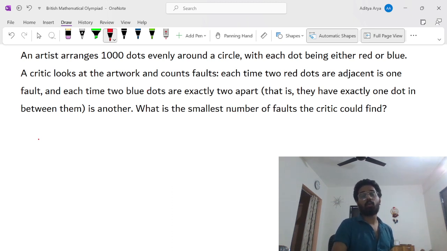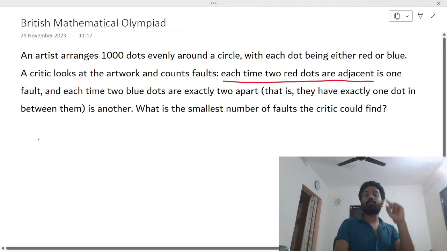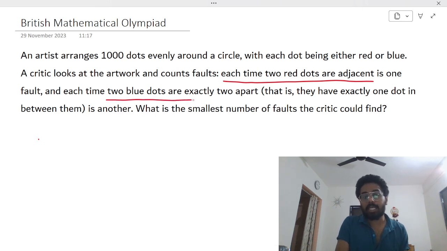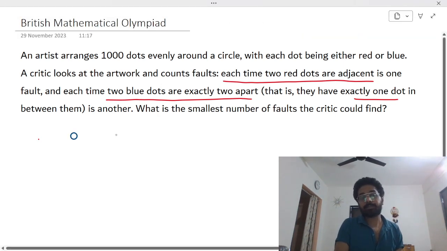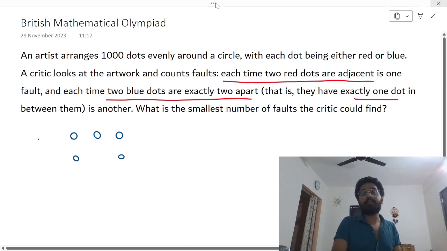Next, a critic looks at the artwork and counts faults. Each time two red dots are adjacent, this counts as one fault. Each time two blue dots are exactly two apart, meaning they have exactly one dot in between, it is counted as one fault. It is nowhere mentioned whether between these two blue dots we have a blue or a red; it is counted as one fault in both situations. This is a very important thing.